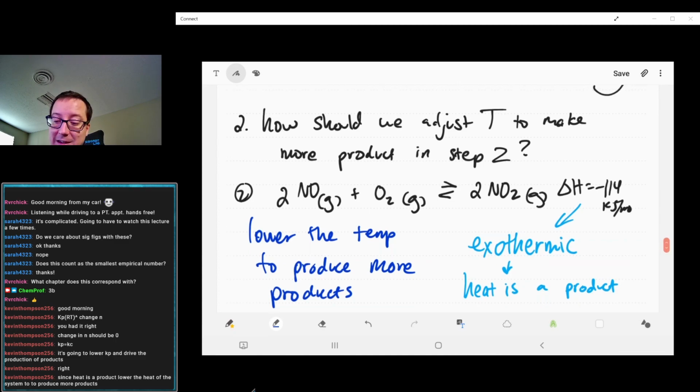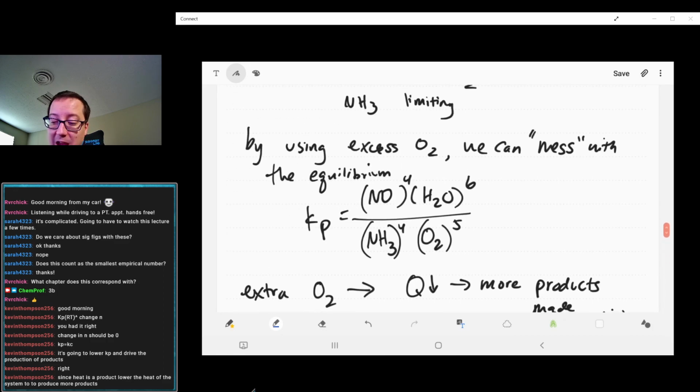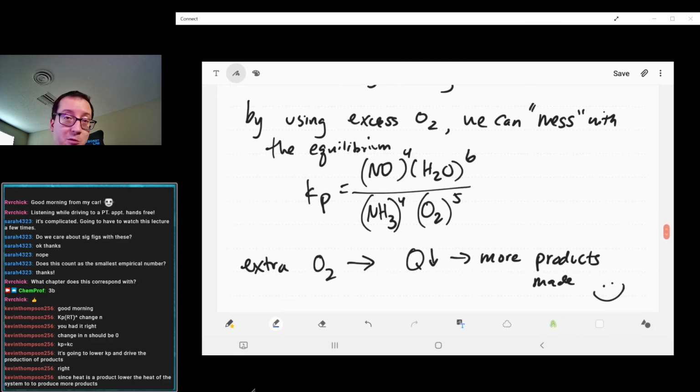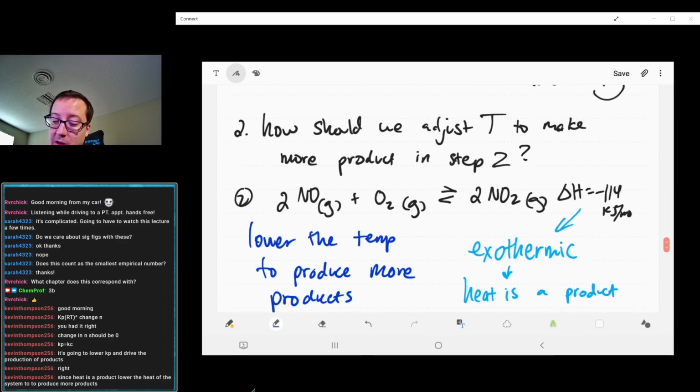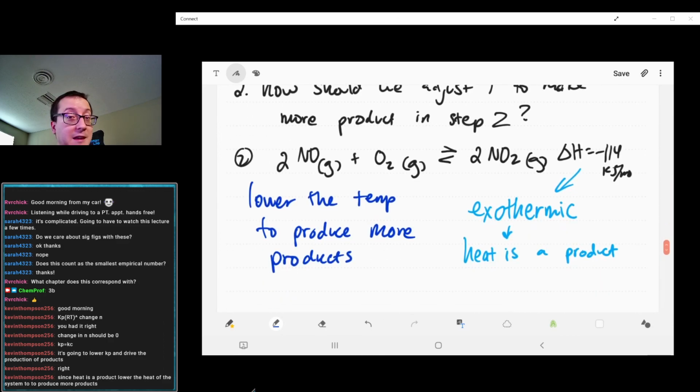So we can see here that by throwing in extra air, we were able to make more products. And by lowering the temperature for the second step, again, we're able to make more products. So we're able to kind of take advantage of some of these facets of these reactions in order to make them work harder for us, as it were. So those are kind of the real life outcomes of learning about this stuff. So there we have it.